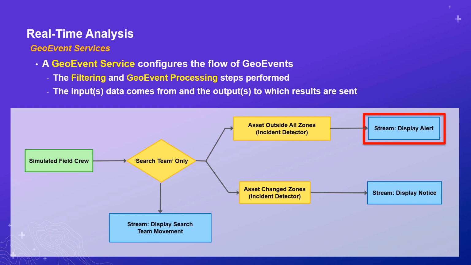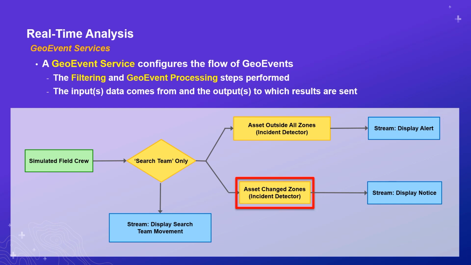Every GeoEvent service must also have at least one output. As you can see illustrated here, you can configure multiple outputs to broadcast event data as feature records using a stream service, at the same time as you perhaps add or update feature records in a geodatabase, or generate email alerts as conditions are detected. You simply configure a different type of output and then include that output in your GeoEvent service.